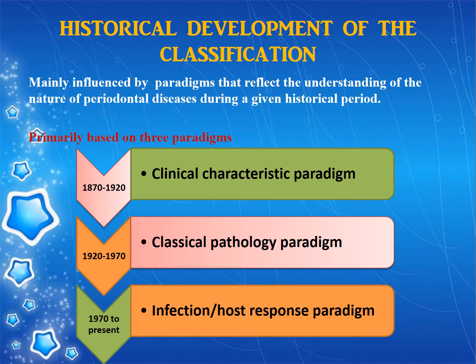So, I hope you guys would have understood about the introduction part of the classification. Now let's look into how the classification system has evolved. The historical development of the classification is mainly influenced by paradigms that reflect the understanding of the nature of periodontal diseases during a given historical period. So it's primarily based on three paradigms. During the 1870 to 1920, we had followed the clinical characteristic paradigm. During the 1920 to 1970 era, we followed the classical pathology paradigm. From 1970 till now, we are following the infection or host response paradigm.